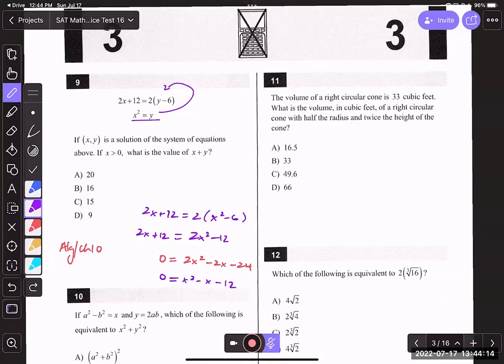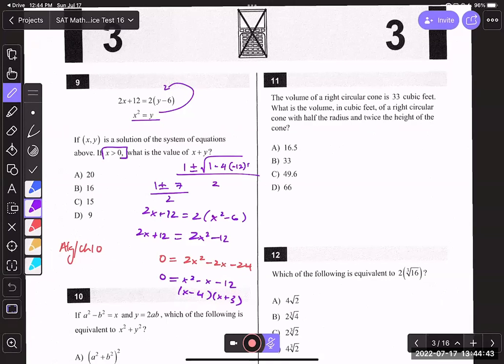Okay, so from here, we can factor this out as x minus 4 times x plus 3. Or if you're not familiar with that, what you can do is you can use the quadratic equation. So negative b, that's 1, plus or minus the square root of b squared, that's 1, minus 4ac. So that's minus 4 times negative 12 times 1, all divided by 2a. So all divided by 2. So that's 1 plus or minus 7 divided by 2.